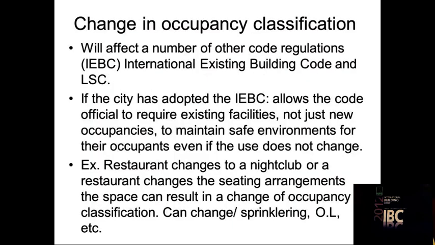Change in occupancy classification. It's kind of like the city has adopted, of course, the IEBC, which allows the code official to require existing facilities, not just new occupancies, to maintain safe environments for their occupants, even if it does not use any change. So I like an example that I gave you, the restaurant to a nightclub, or a restaurant changes the seating arrangements, the space can result in a change of occupancy. I've seen a lot of times McDonald's goes from fixed seating to other type of seating, so therefore it may change, of course, its occupancy load in its classification. It can change whether it's sprinkled or not sprinkled. So you need to kind of look at that and see.